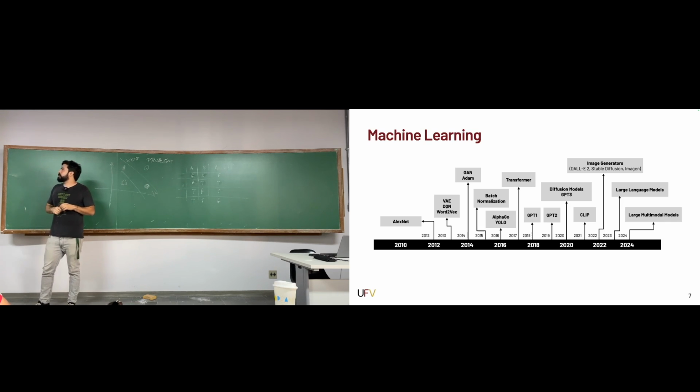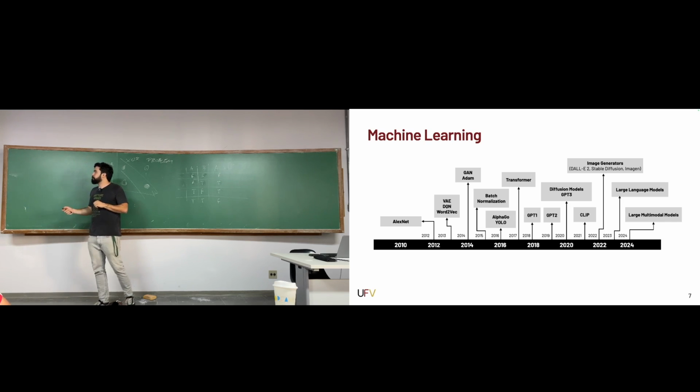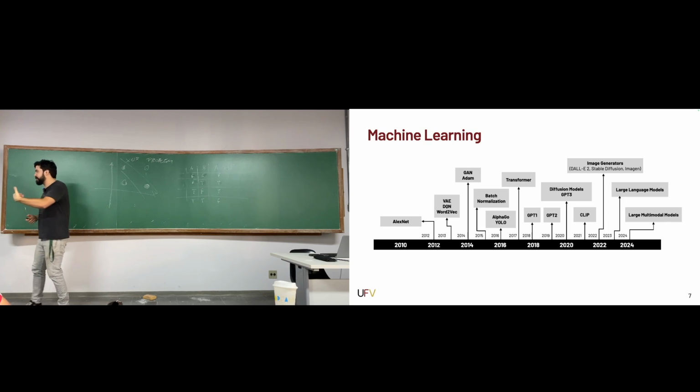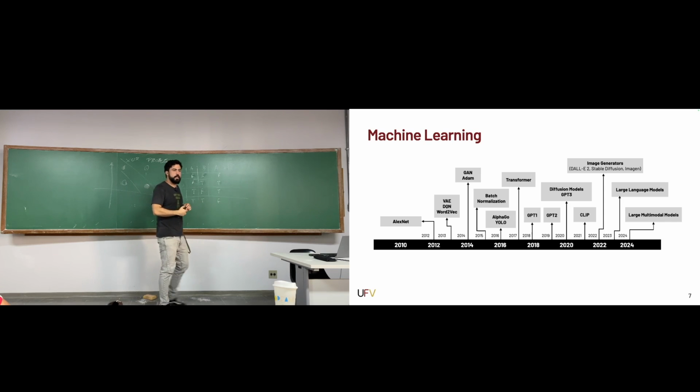Also, another cool invention, which was diffusion models. And then in 2021, CLIP, which also started allowing us to do multimodal learning. And then image generation models actually became very popular in 2022. All the major companies nowadays have their image generators.